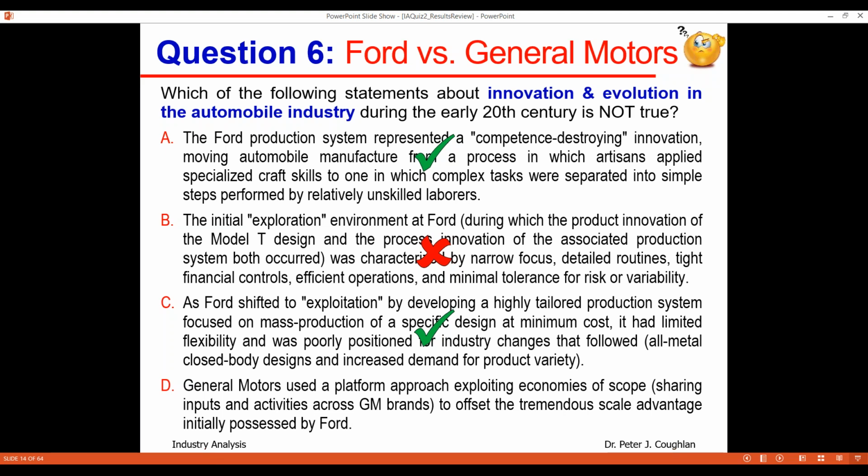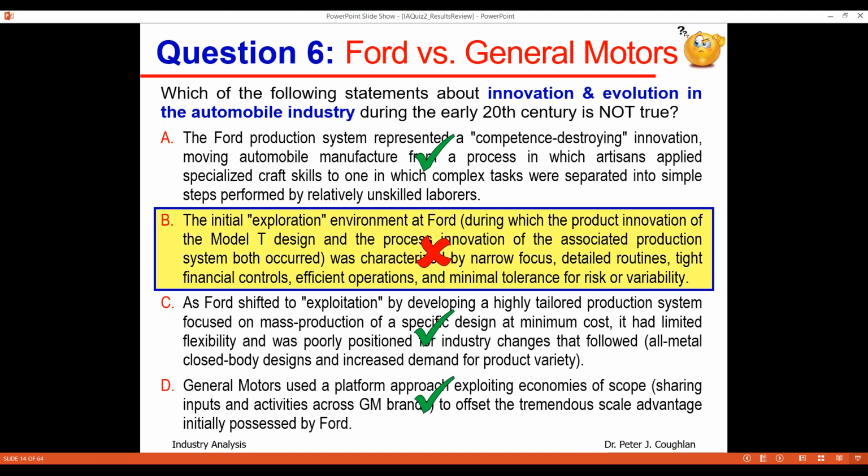Ford had a huge scale economy advantage, but if you could figure out what the scale-sensitive activities were and share those across brands, so you may make more of the Model T than I make of any one of my designs, but I have multiple designs, multiple brands that use similar products or similar parts, and therefore I can have the same sort of scale economies on a parts level that you have. So again, that was true. So the only answer here that is not true is answer B, and so since you're supposed to select the answer that's not true, the correct answer to this question 6 was B.